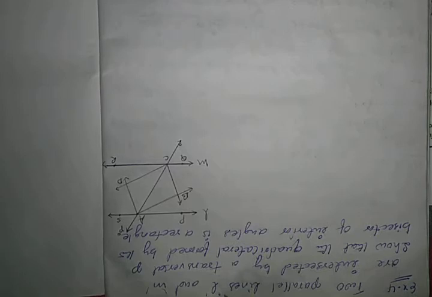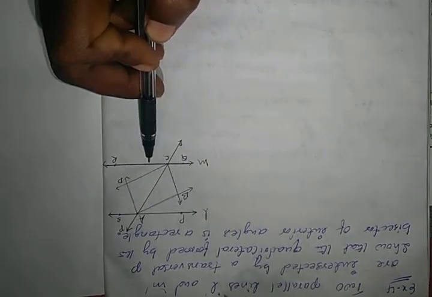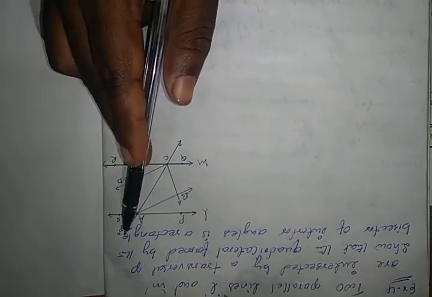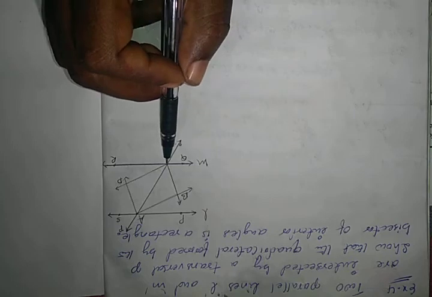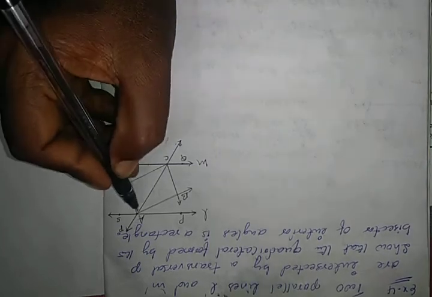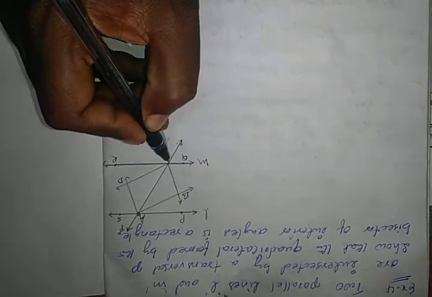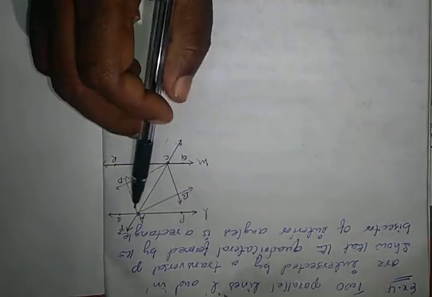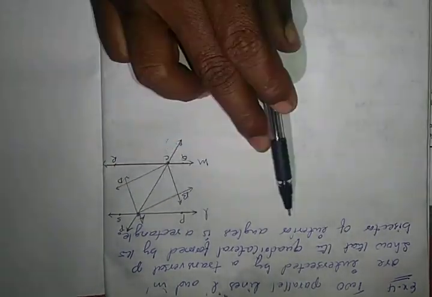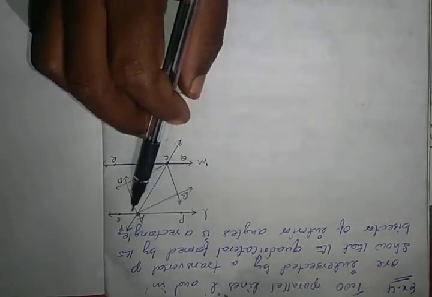Example 4. Let L and M be two parallel lines intersected by the transversal P at A and C. Carefully observe the intersecting points A and C. We have to show that the quadrilateral formed by the bisectors is a rectangle. So let us see.